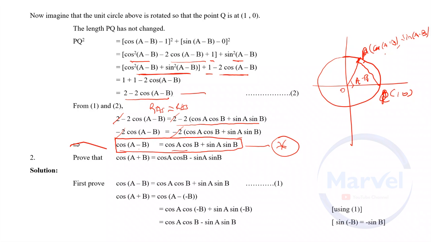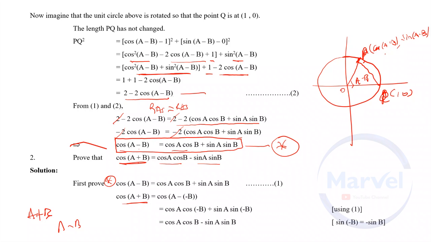Cos of A plus B equal to cos A cos B minus sin A sin B. What is the general rule for cosine function? Same function but opposite sign. Here it is plus and here it is minus. So cos of A minus B, write the star formula. This is star formula. Cos of A plus B: rewrite A plus B in terms of A minus B.